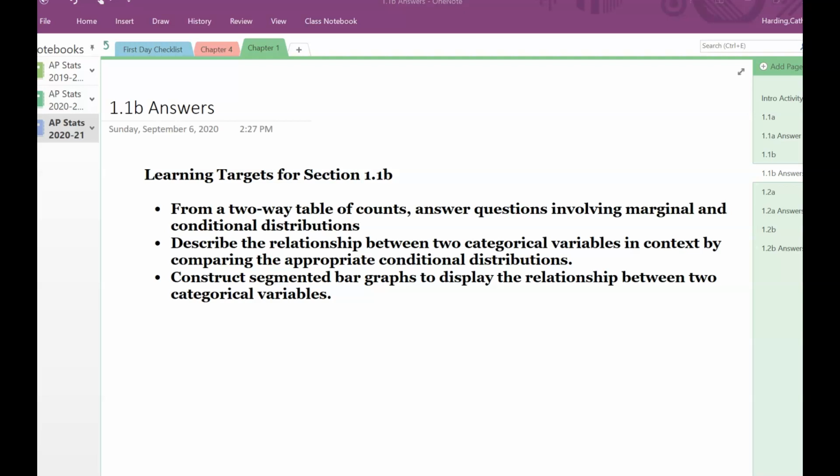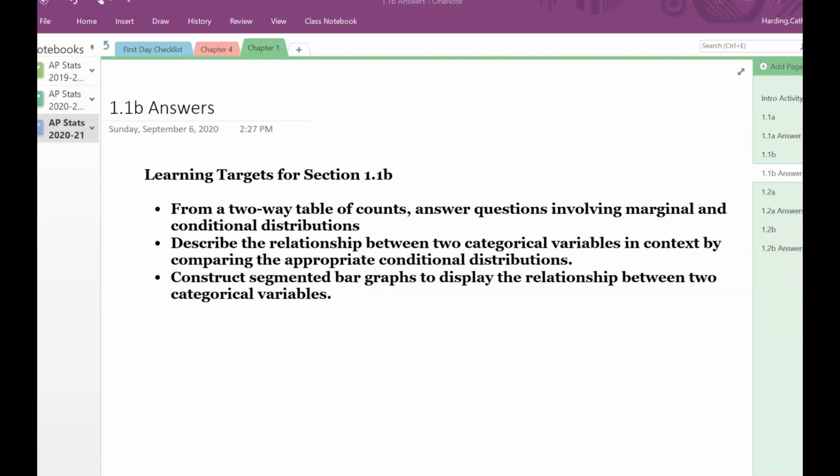You should have already completed the intro activity and activity 1.1a, where you learned about different types of variables, quantitative and categorical. And then also you learned about how to display categorical data and what would make something an appropriate display versus an inappropriate display.